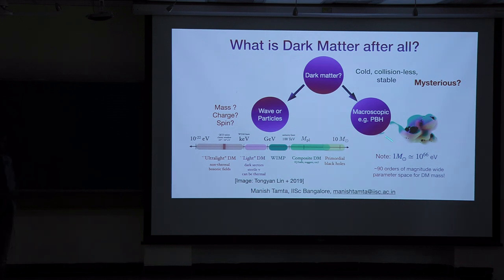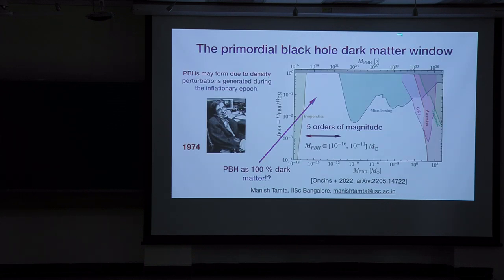Now I'll focus on primordial black holes from now on. This figure shows the primordial black hole parameter space. The y-axis is the fraction of primordial black holes compared to the total dark matter density, and the x-axis is the mass of the primordial black hole in solar masses. If you are not aware of solar mass, you can read the scale in grams from the upper axis. You can see that most of the parameter space has been constrained using considerations like Hawking evaporation, microlensing, and some other considerations.